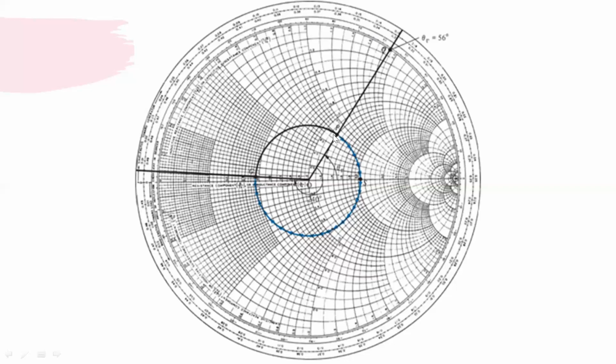You need to move from point P towards the generator side because you are calculating the input impedance. If you want to calculate the load impedance, you need to move in the anti-clockwise direction.